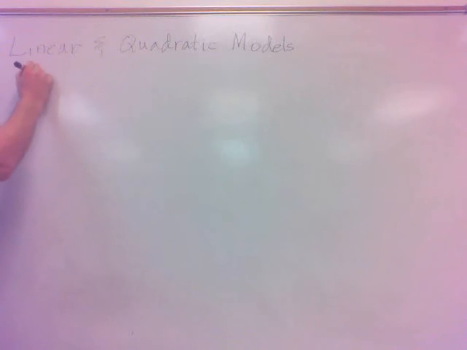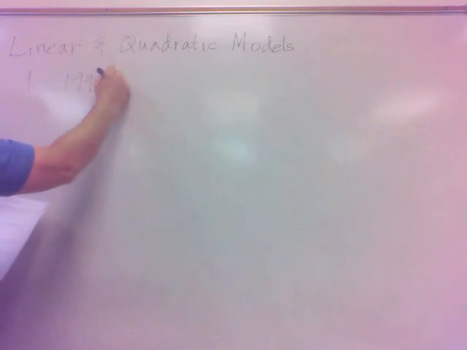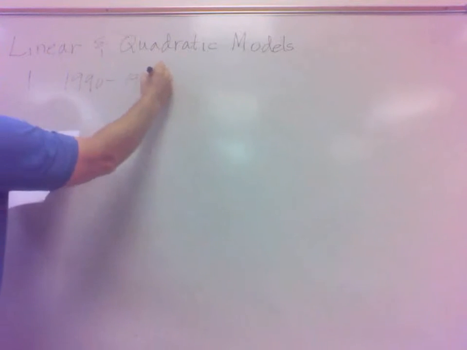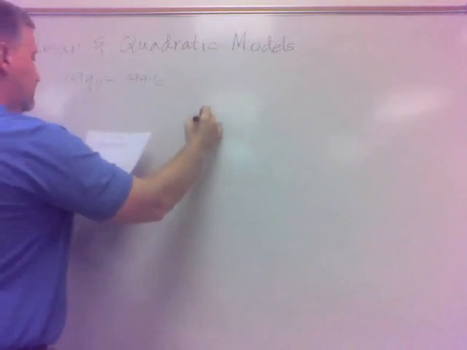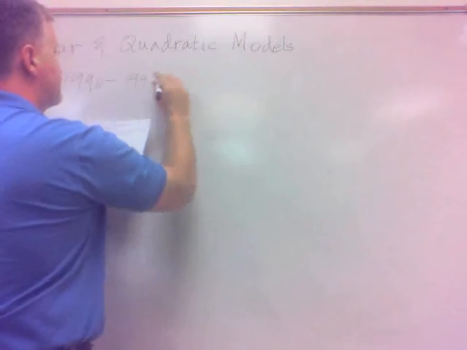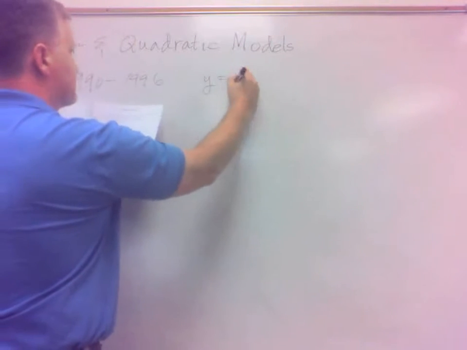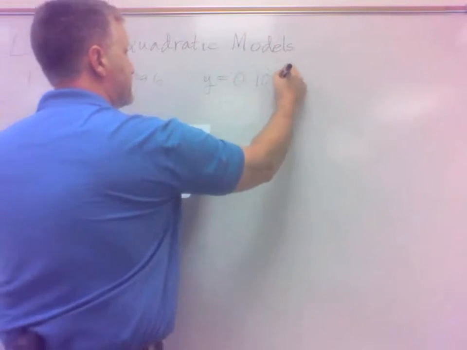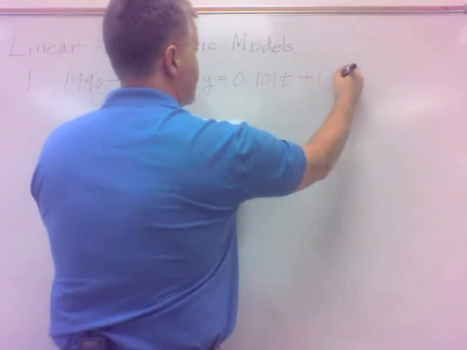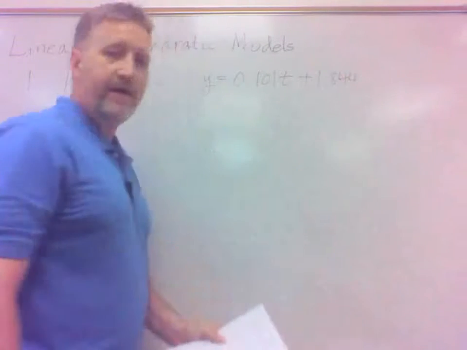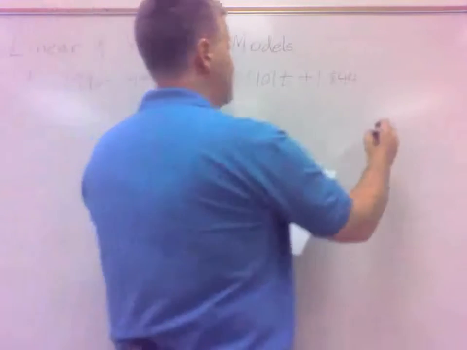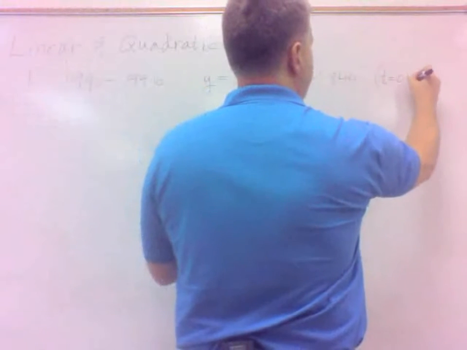And let's talk about number 1. First of all here, it says the number of female participants in high school athletics in millions from 1990 to 1996 can be modeled by the linear equation y equals 0.101t plus 1.844, where t equals 0 is 1990.